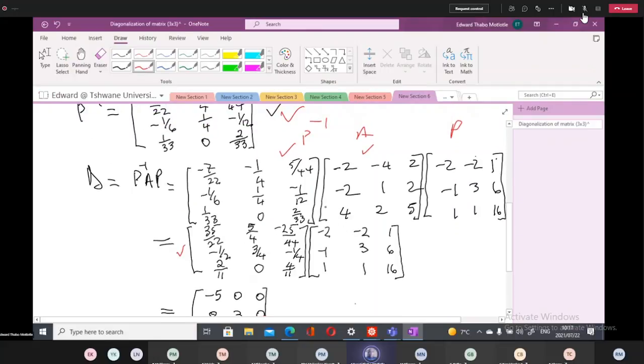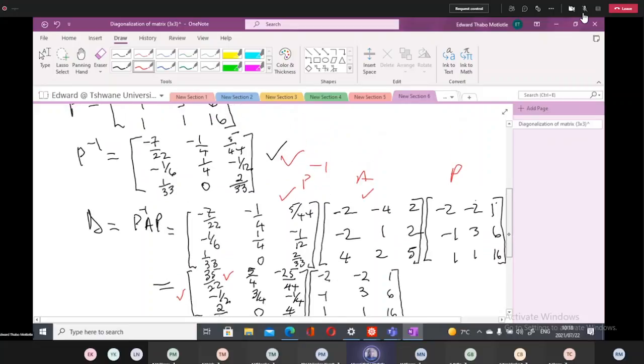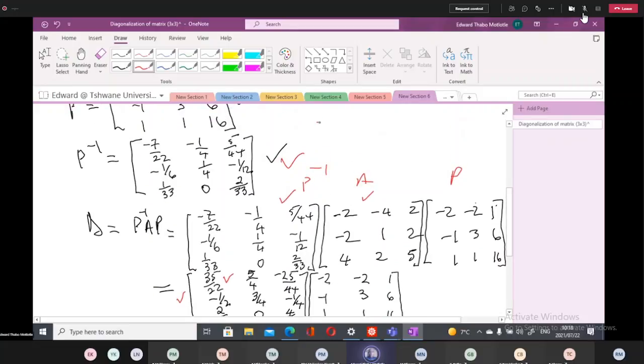Maybe I want to show that indeed this is 35 over 22. So this is how I will multiply. I have -7 over 22 multiplied by -2, plus -1 over 4 multiplied by -2, plus 5 over 44 multiplied by 4. So we must multiply and add these to check if you end up with 35 over 22.